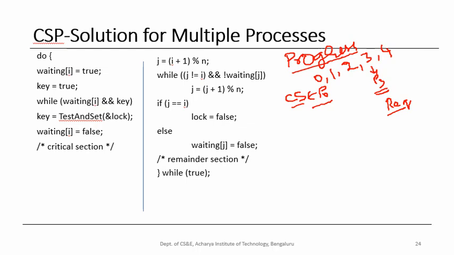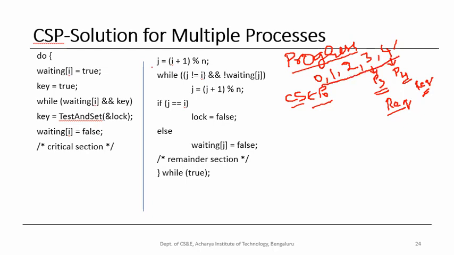Okay, so you can also slightly modify this problem. You can also assume that this P4 will also try to enter into the critical section along with P3, and it will also make waiting of 4 is equal to true and its local variable key is equal to true. So which will be allowed to enter into the critical section?